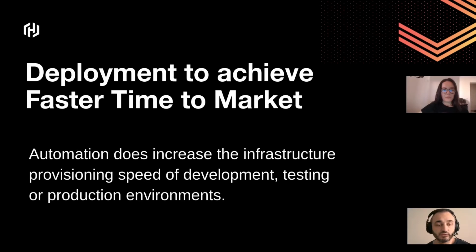Speaking about deployment, we need to tackle faster time to market. Automation does increase the infrastructure provisioning speed of development, testing, or production environments. Instead of a torrent of manual time-consuming processes, by codifying and documenting every aspect of our systems, we fight slow provisioning and shorten the time needed for scaling or taking down production infrastructure when necessary.